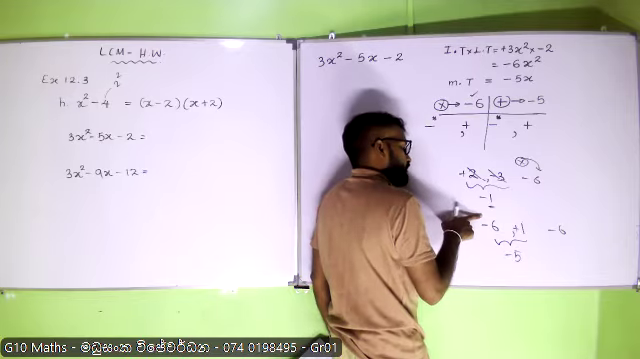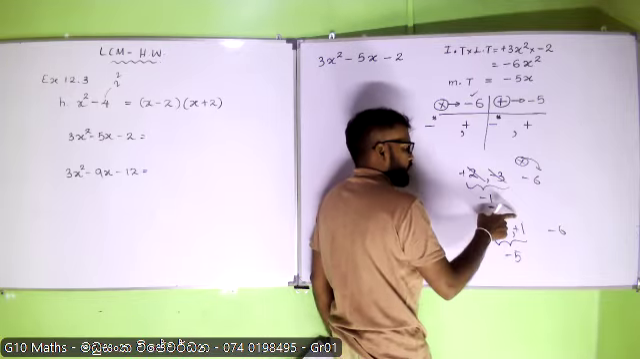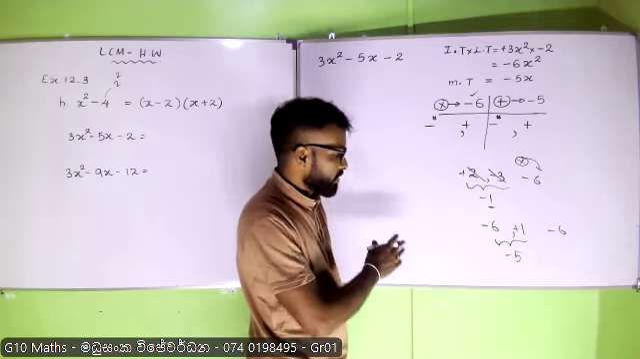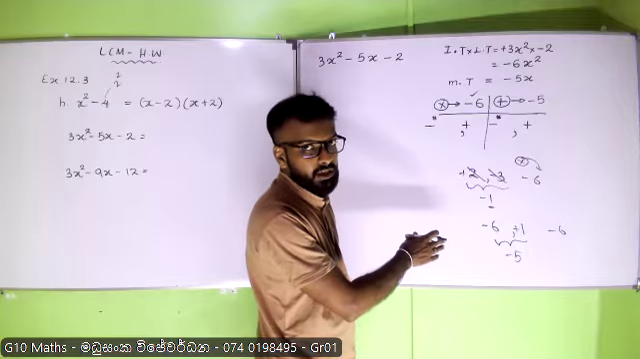Here 6 girls, here 1 boy. So 1 girl can go with this one boy. So the remaining girls will be 5 girls.